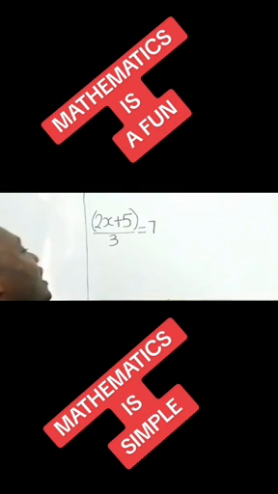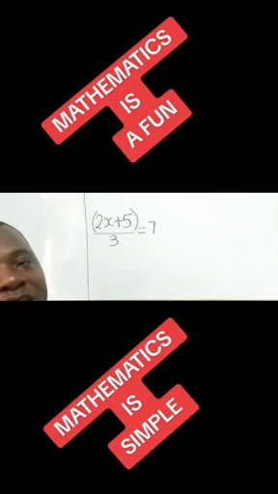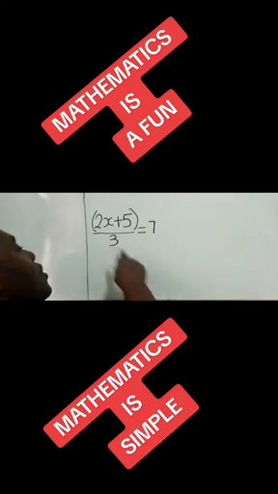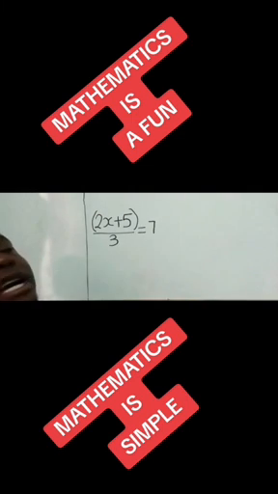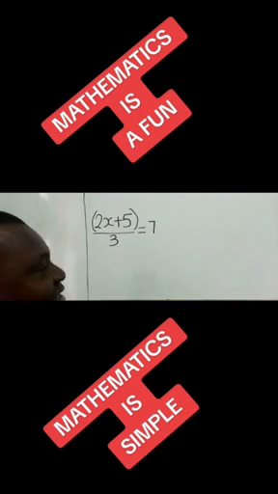Yes, on the board is a problem that we have to see how we can possibly solve. This is a mathematics equation, so let's see how we can solve it. We have bracket open 2s plus 5, close bracket, over 3, equal to 7. So we have to look for the subject s. So this is what we are going to do.